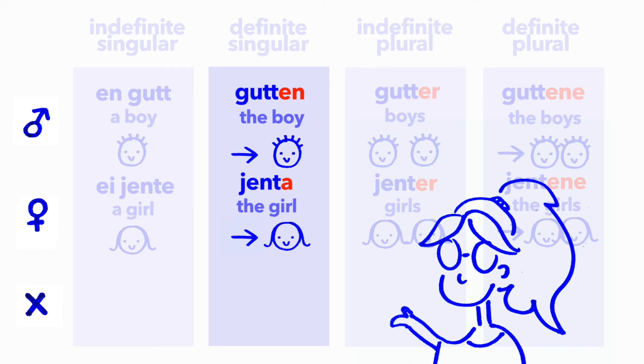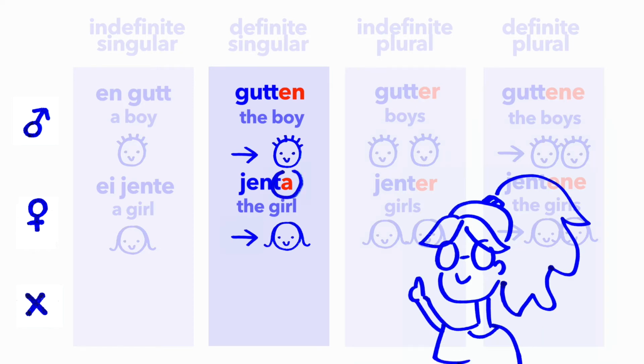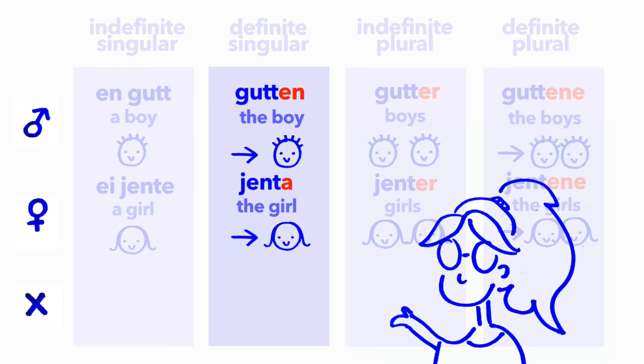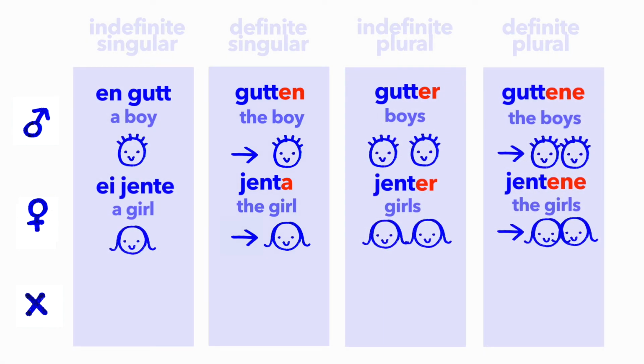So, you know how many girl names end with an a? Hannah, Sarah, Linda. Well, if you think of that, it can help you remember to put a at the end of feminine words and en at the end of masculine words.